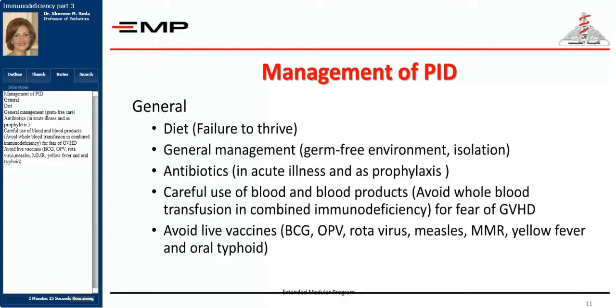The antibiotics can be used in acute illness and as a prophylaxis. And you have to be very careful while using blood and blood products, to avoid whole blood transfusion, because in combined immune deficiency, the whole blood may cause graft versus host disease. Avoid all live vaccines, as we mentioned before: the BCG, the oral polio vaccine, rotavirus, measles, mumps, rubella, yellow fever, and oral typhoid. Live vaccines are contraindicated in immune deficiency patients.